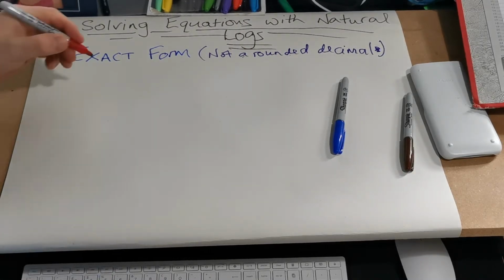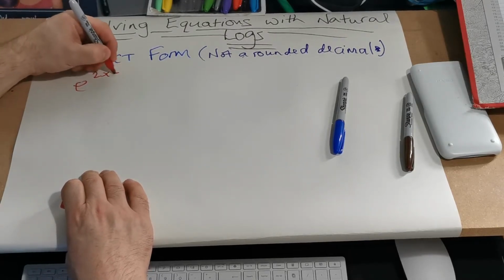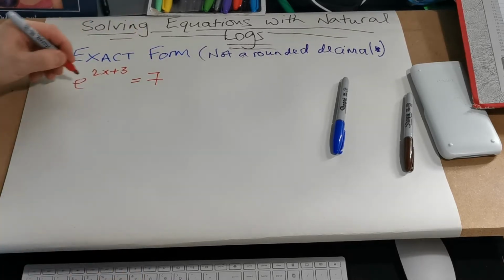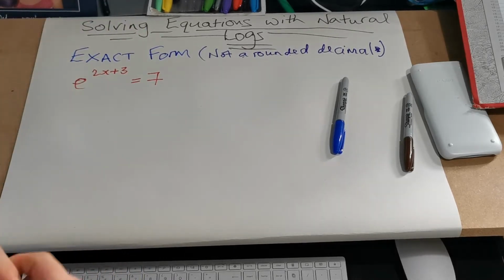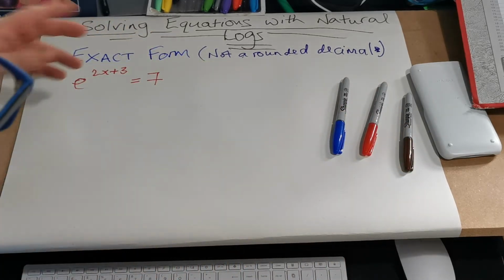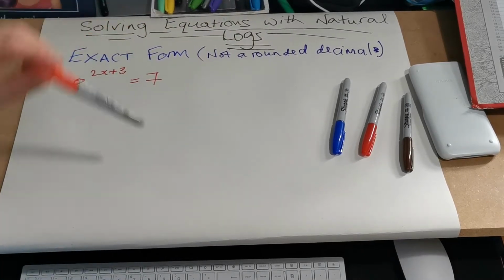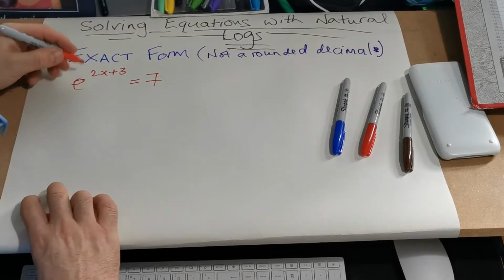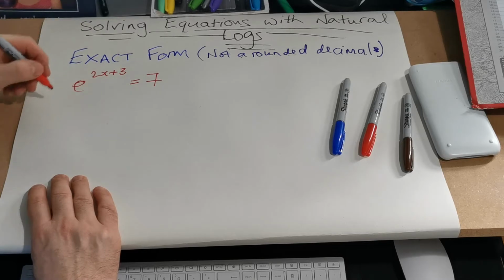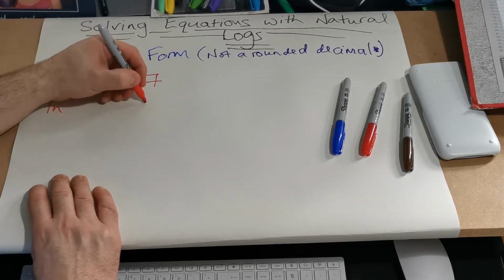So for example, if you had a question that said e to the 2x plus 3 is equal to 7. Now the way I approach those is I think, okay, I need that power down. So I'm going to take logs to both sides. Because I've got this power of e, I'm going to use log to the base e, so that's ln, so I'm going to take ln to both sides.